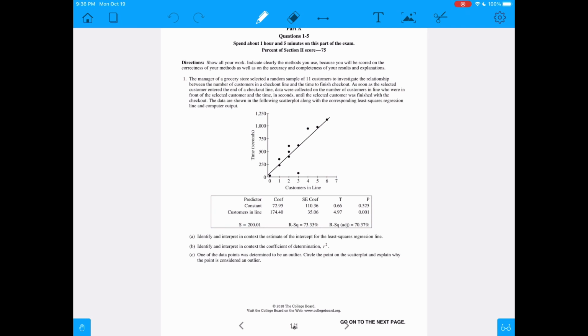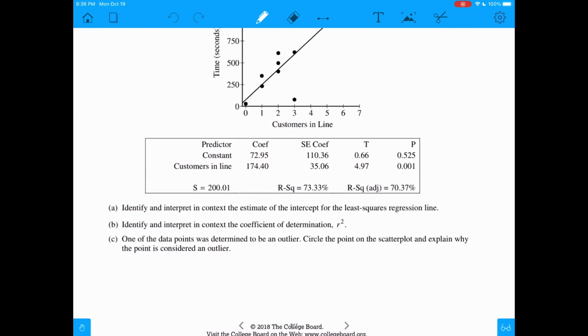So try that, do your best, right? And notice part C: why would this point be considered an outlier? So think about that discussion that we had yesterday in terms of residuals.